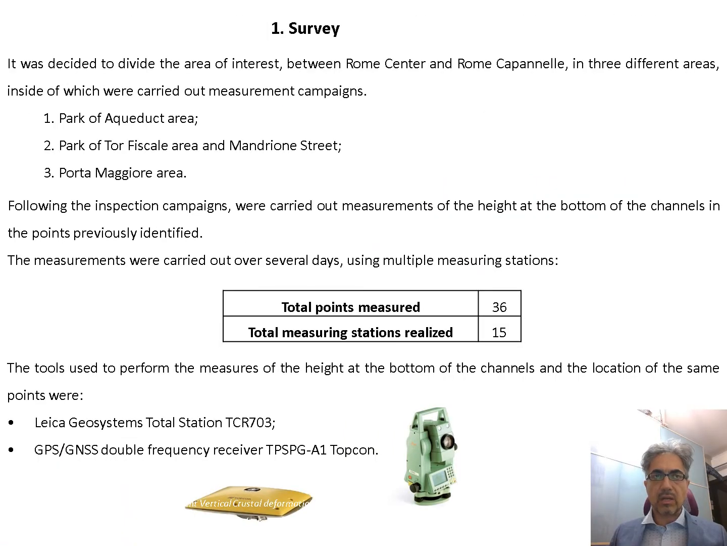After a careful inspection, it was decided to divide the survey into 3 parts. For each of these parts, a GPS and total station campaign was carried out. The survey was carried out over several days, with a total of 36 points measured with the total station and 15 points with a differential GPS GNSS receiver. A Leica TCR703 total station and the Topcon GNSS dual frequency receiver model TPS PG-A1 were used.